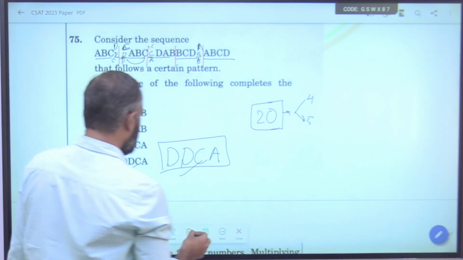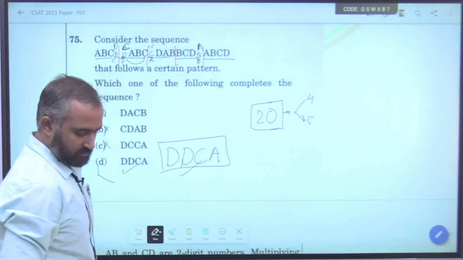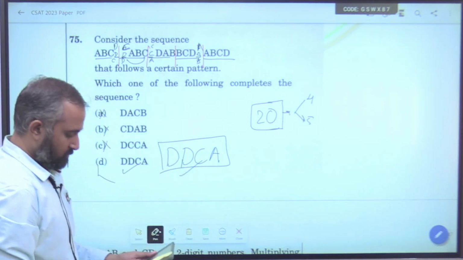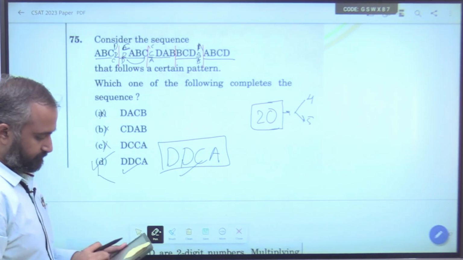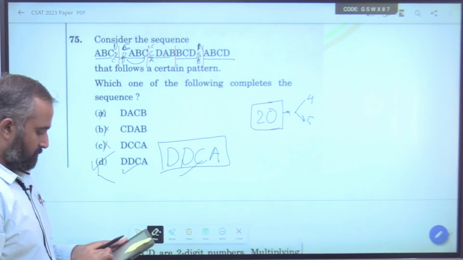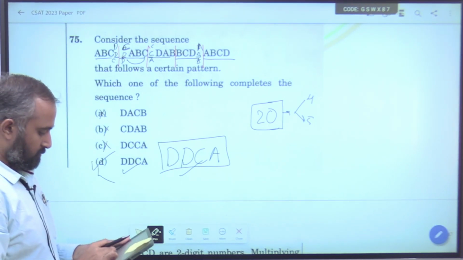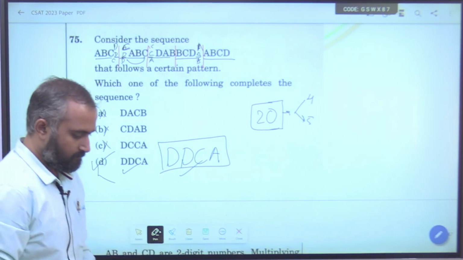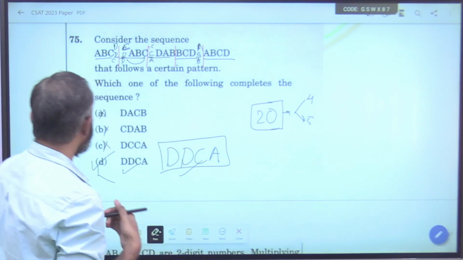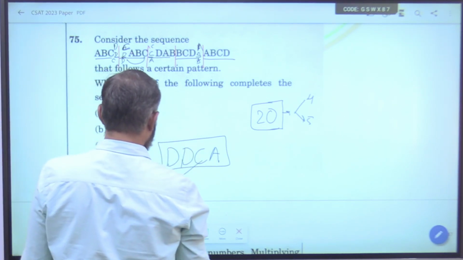Now, next one is, the answer for this is DDCA, D. 77.